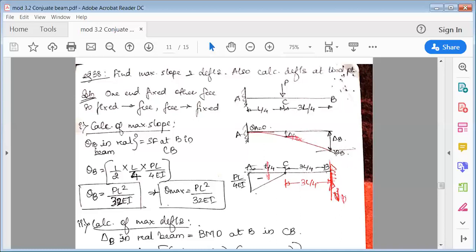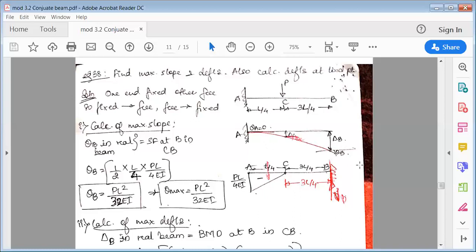The maximum bending moment would be at A, so it is PL by 4, that is P into L divided by 4. Because it is an M over EI diagram, again divide the ordinate by EI. Since this is a point load, the bending moment is linear. Then join this, so the bending moment diagram looks like this.